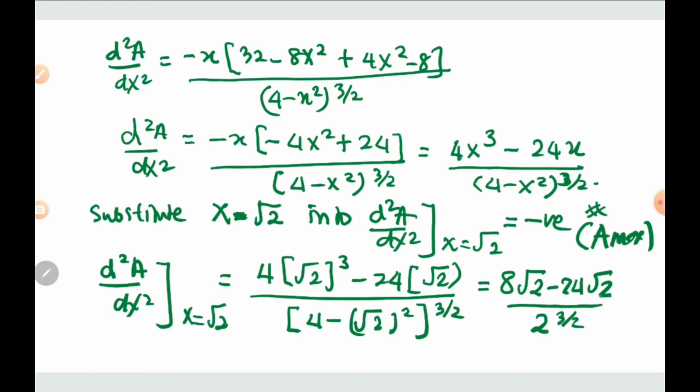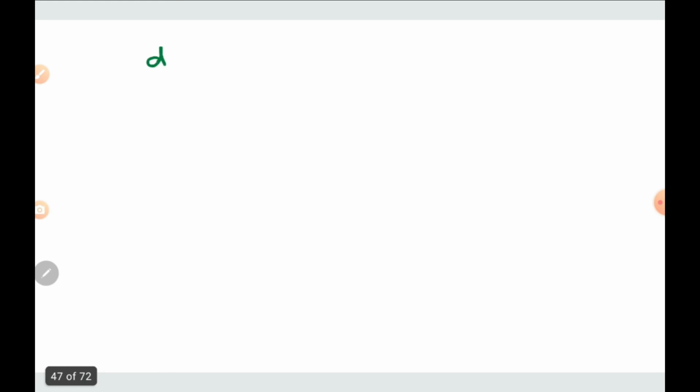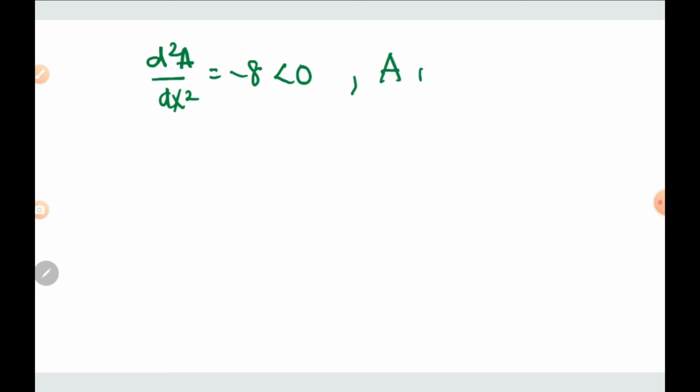8 minus 24 root 2, the answer is negative 16 over 2, or you can write as negative 8, that is less than 0. Okay, negative 8 is something negative, less than 0. Therefore, we can say that d squared A dx squared, the value is equal to negative 8, that is less than 0. Therefore, the area A is maximum.